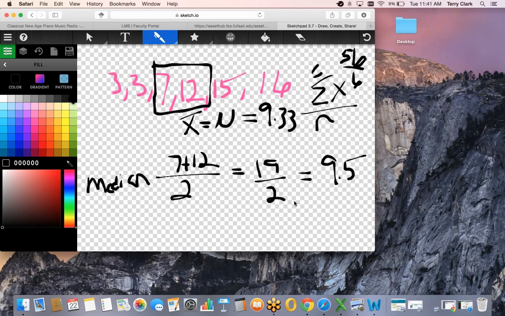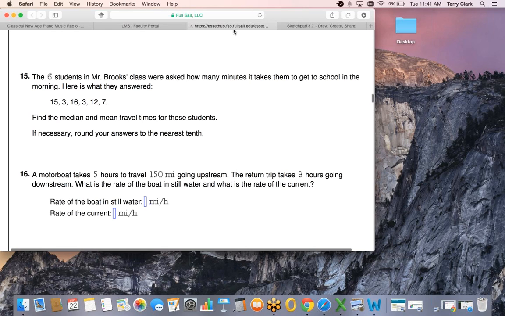Okay, so here we go. 9.33 is our mean, and 9.5 is our median. Okay, so that was number 15. Feel free, when I give you the archive, to go back and look at it on multiple occasions, and that should help you out.